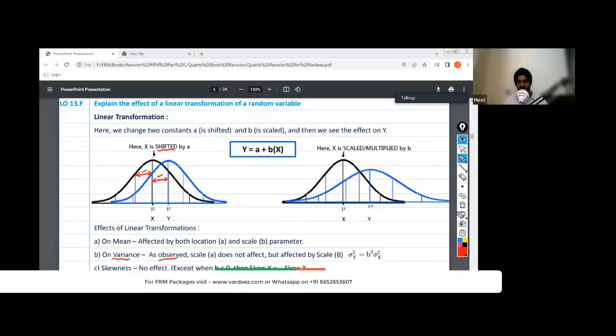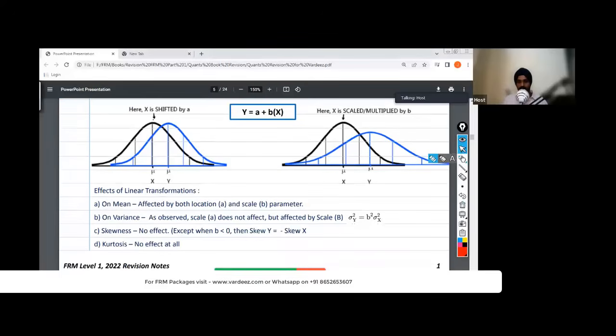Fair enough. What about the skewness? As you can see, there's no effect. It hasn't been skewed or anything like that. Kurtosis, no effect at all. It's not been scaled up or down or anything like that. So that's something that we need to know.